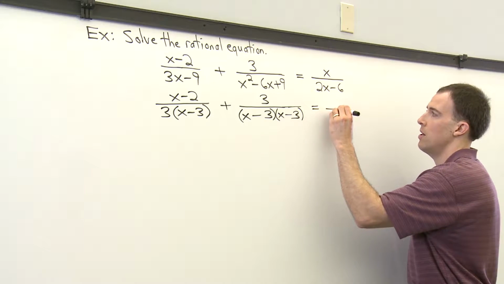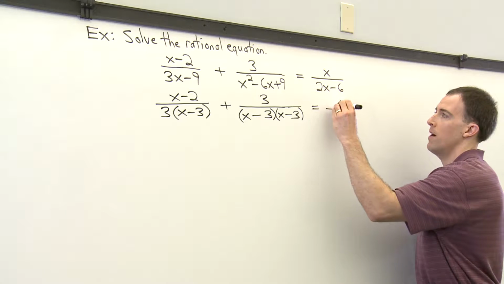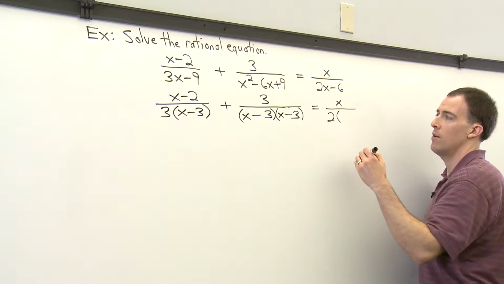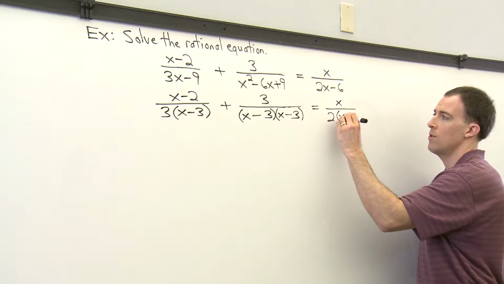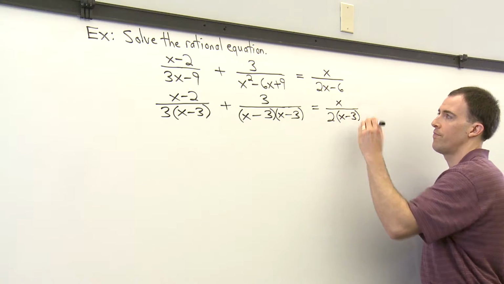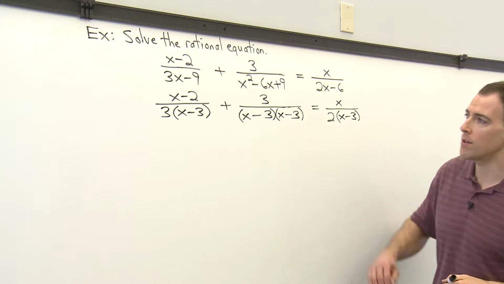And then on the right side, I'm noticing there's a common factor of 2 that we can factor out from both terms in the denominator. So it'll be 2 times (x − 3). Okay, all denominators are now factored completely.